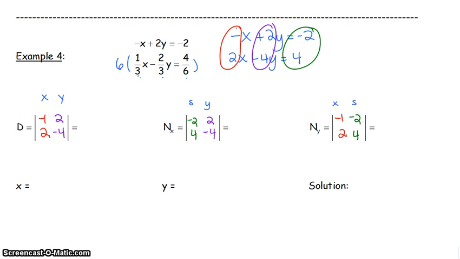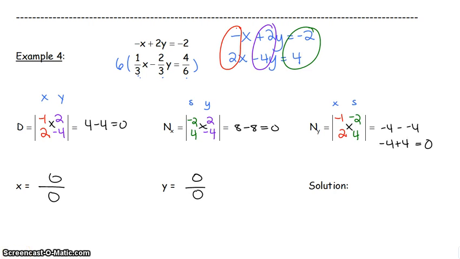Now that you have it set up, press play again and see if you can correctly find the determinants for each of these 3 pieces. Alright, for our D, we get 4 minus 4, which is 0. For n of x, we get +8 minus +8, which is 0. -4 minus a -4, which is -4 plus 4, which is 0. So our D, our bottom, is 0. Both of our numerators are 0. That means everything is canceled out. Everything was the same, everything is gone.